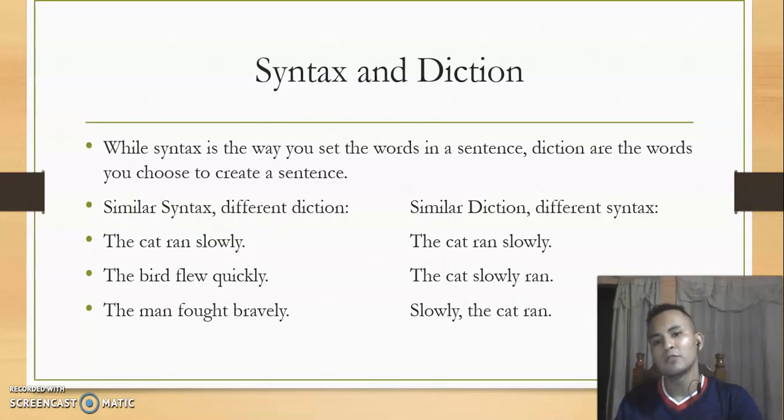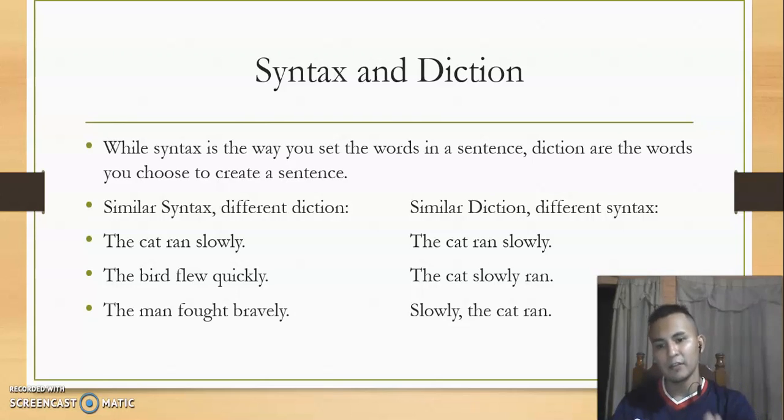Now, we're going to learn about syntax and diction. People tend to think that both topics are similar, but let me tell you that they are not the same thing. While syntax is the way you arrange the words in a sentence, diction is the words you choose to create a sentence. Now we have here examples of similar syntax but different diction.